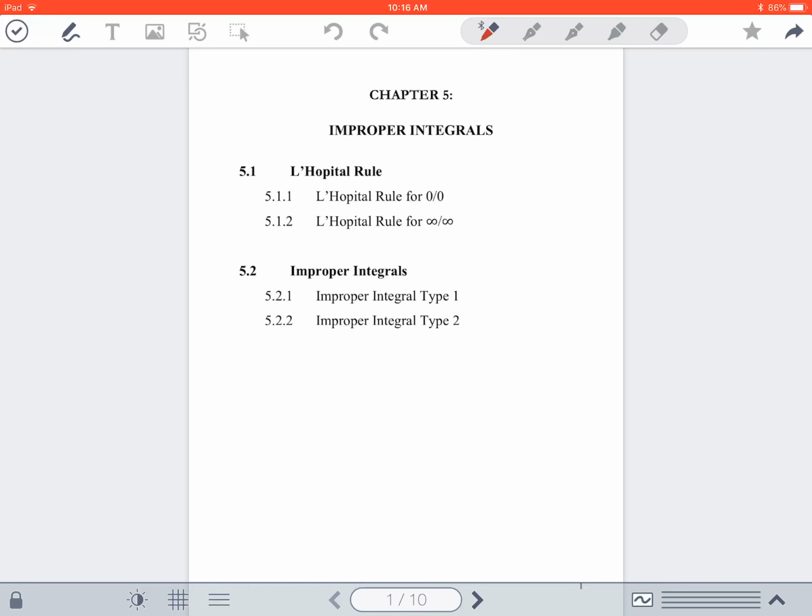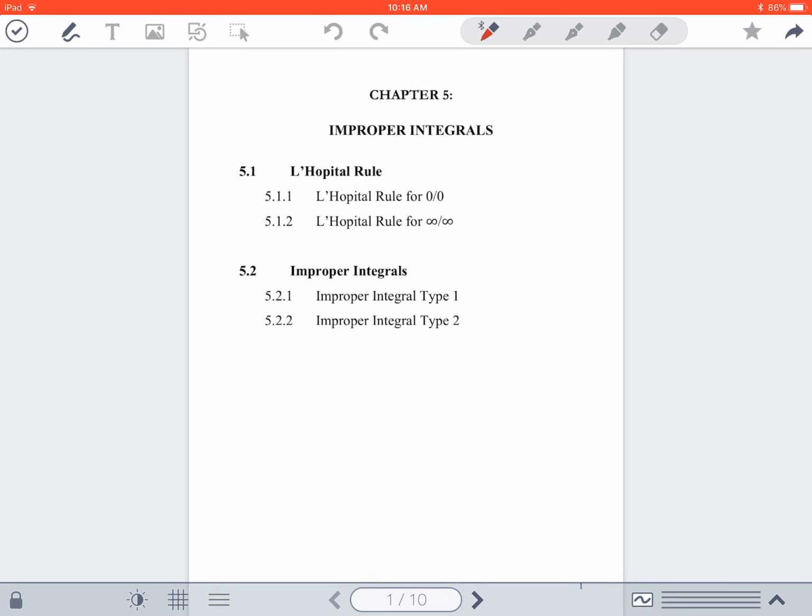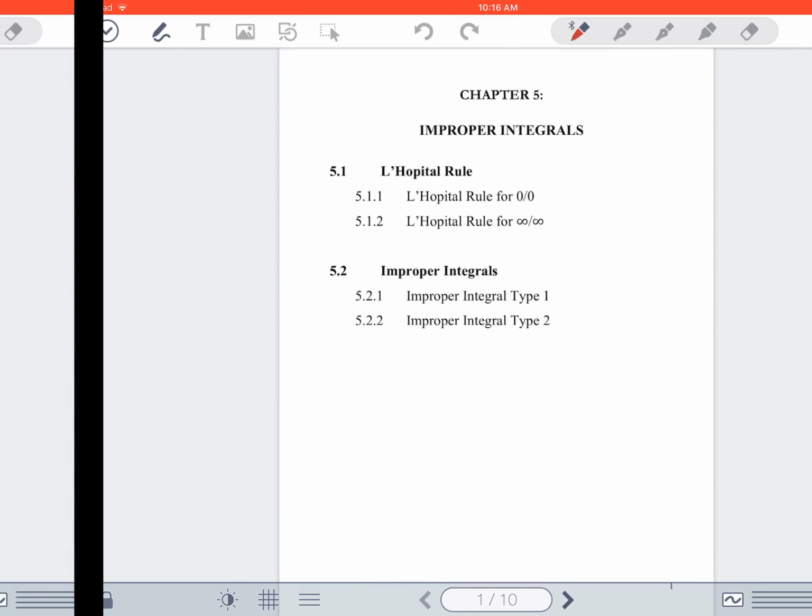So we have the indefinite integral, which has no limit, and we also have a definite integral where we have a limit. But if you realize, the limits that we have are just a real number, a specific number, and also we have no issue where the function is not continuous at the specific limit that we have.